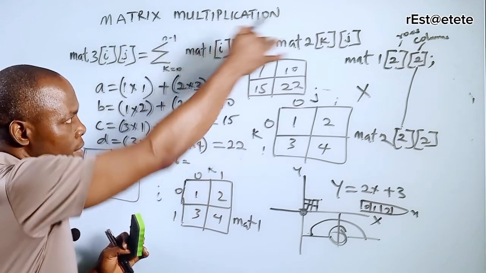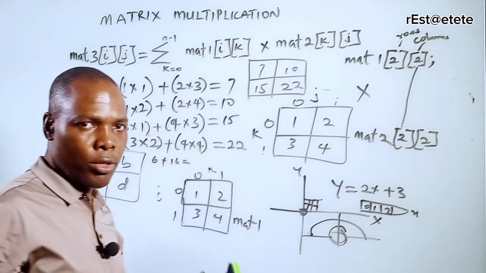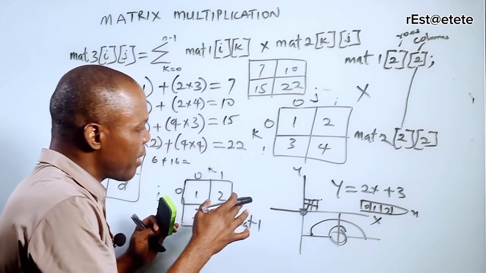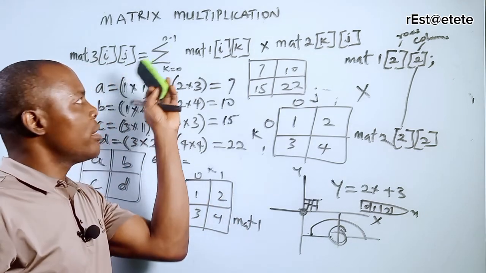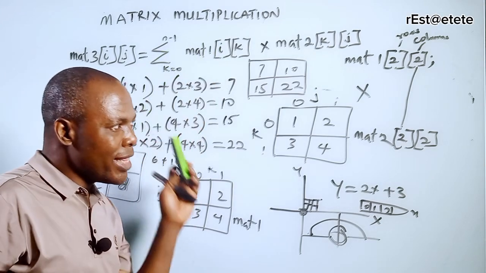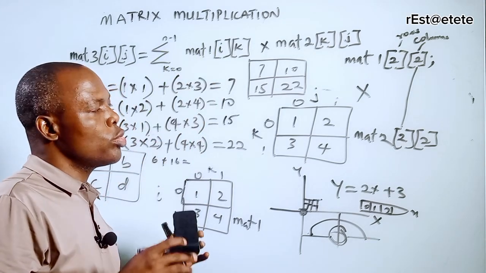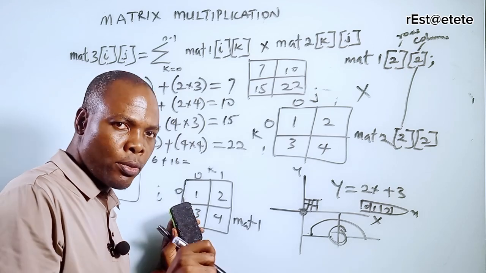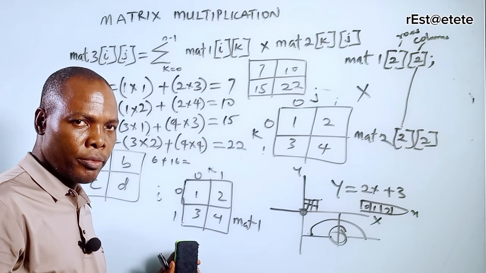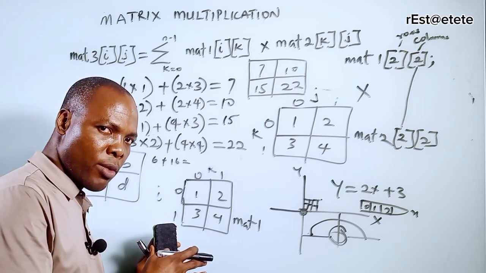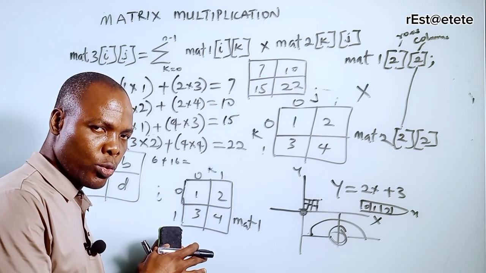Looking at this equation, that's what you are going to get. So that is what I want to show you on how to do matrix multiplication. In the next class, I am going to show you how to write a C program to carry out what I have just demonstrated on the board. I hope you understand what I have shown to you.